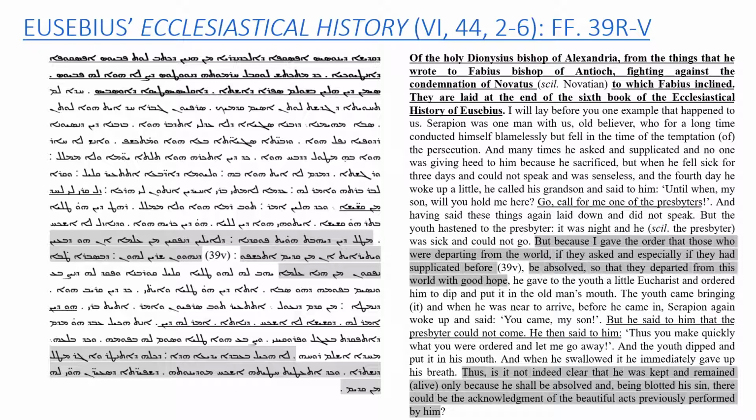and it provides an example of a pious man called Serapion, who was an old believer, but in the time of the persecution in Alexandria, he sacrificed. He then repented, he asked for forgiveness, but in vain, until one day he fell sick. For 3 days, he cannot walk, he cannot talk. On the fourth day, he gains some strength, so he asks to call a presbyter. His grandson goes, but it's night, the presbyter cannot go, so he gives the child the Eucharist. The child goes back to his grandfather, and the moment Serapion received the Eucharist, he dies. And you can see the final comment, it is clear that he was kept alive only because he shall be absolved. Now, as I said, this chapter is not attested elsewhere in Syriac.